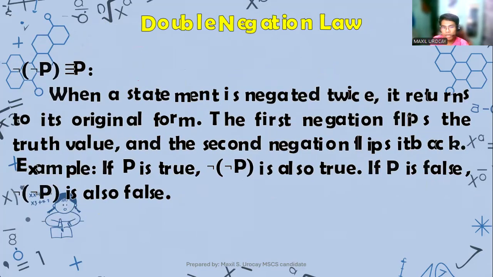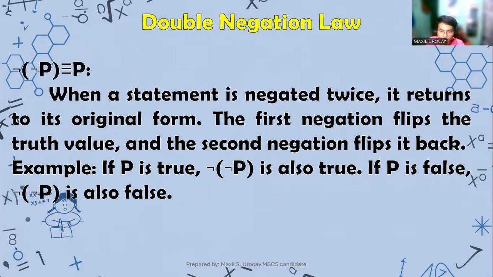Now, for this situation, when a statement is negated twice, it returns to its original form. The first negation flips the truth value, and the second negation flips it back. Example: if P is true, double negation is also true. If P is false, double negation is also false. We'll begin to see that one.